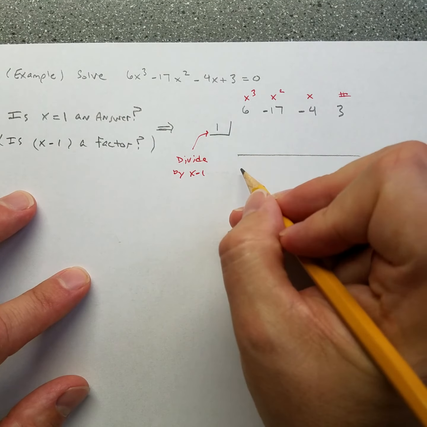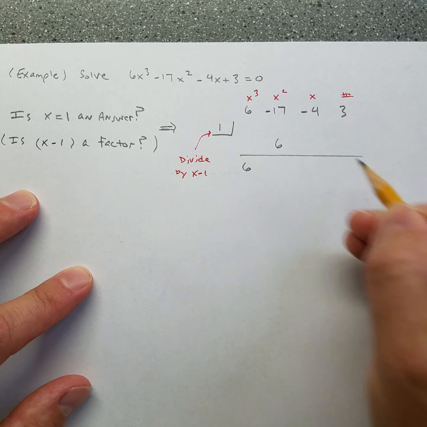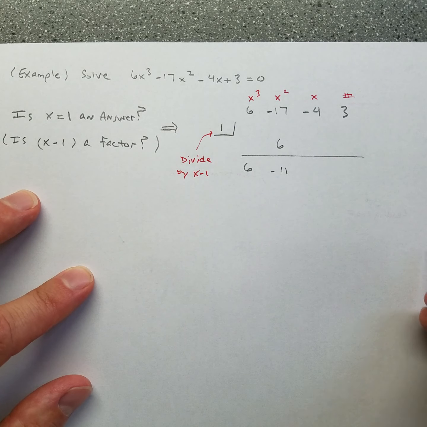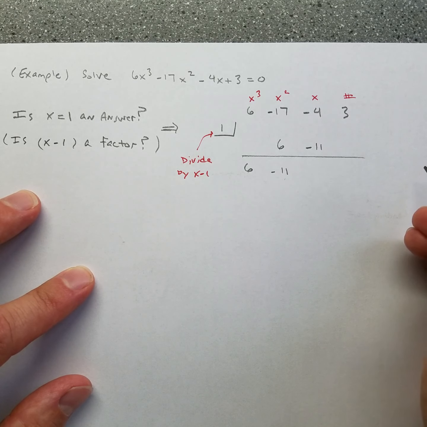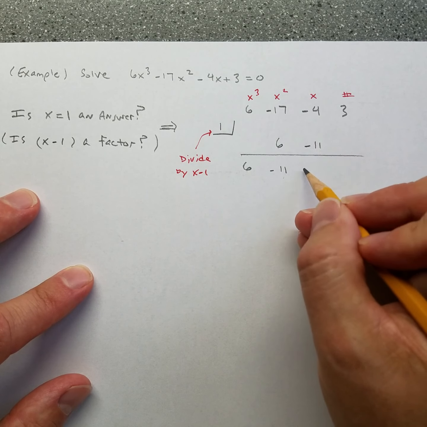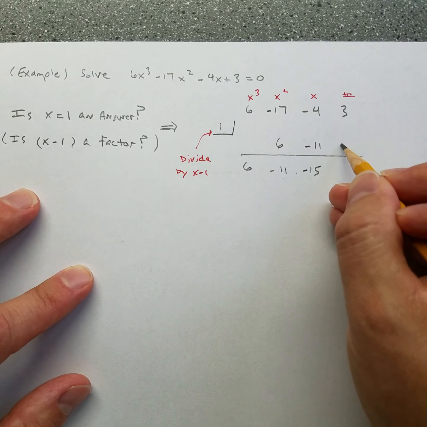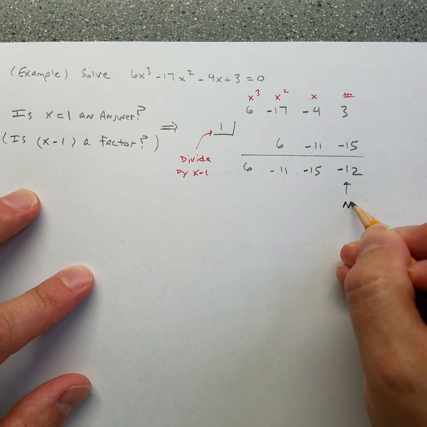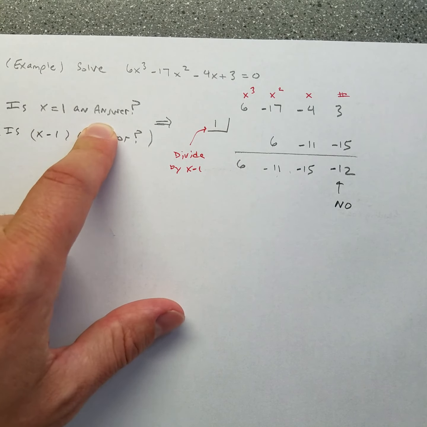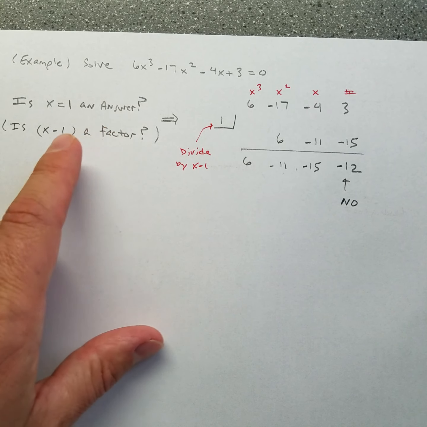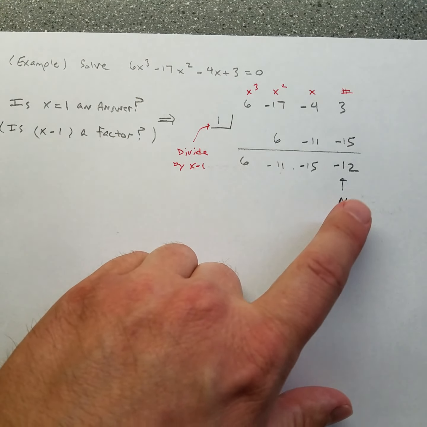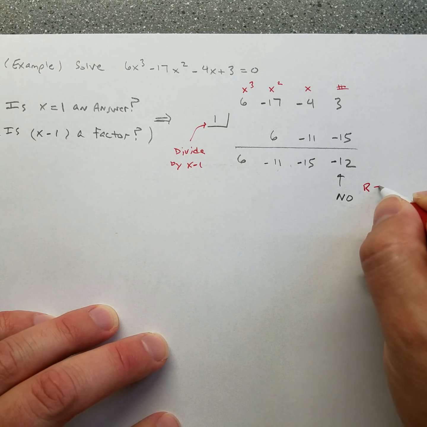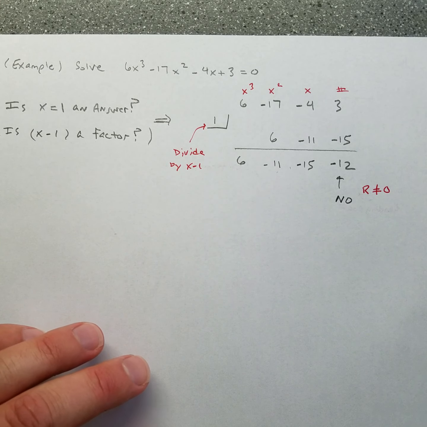How do you do this? You bring the 6 down. 1 times 6 is 6. Then you add these. You get -11. 1 times -11 is -11. You add these. That's -15. 1 times -15 is -15. You add these. That's -12. So to answer our question, is 1 an answer? Or alternately, is x minus 1 a factor? No, because the remainder is not a 0. It doesn't divide perfectly, so it's not a factor.